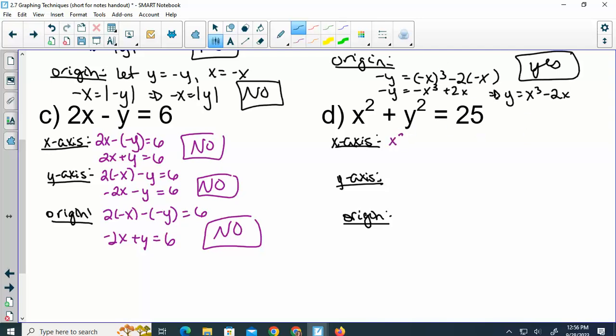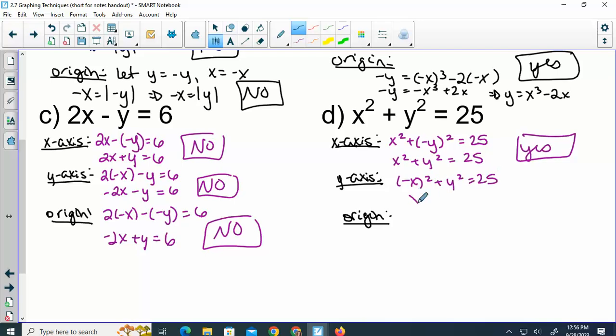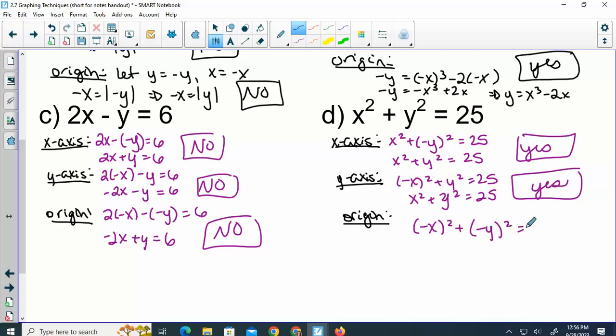Last one, if I make my y negative, what happens when you square a negative? And is that what we started with? Yes. Okay, for the y-axis, if I make my x negative, that becomes a positive x squared plus y squared equals 25. Which is what I started with. Origin, if I do both, also get what we started with.